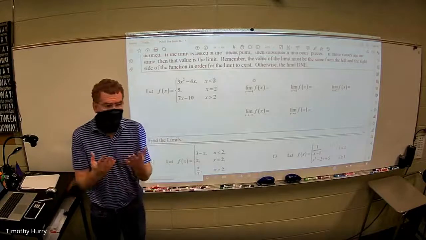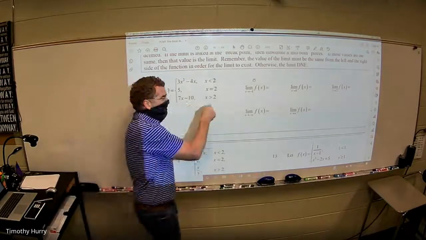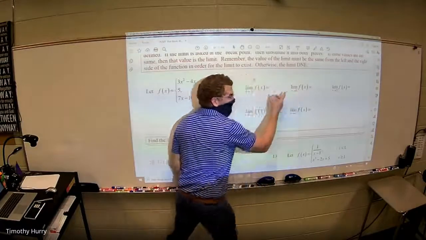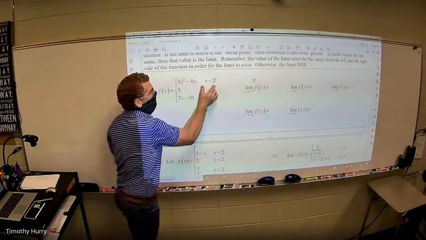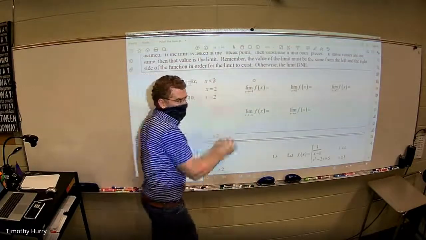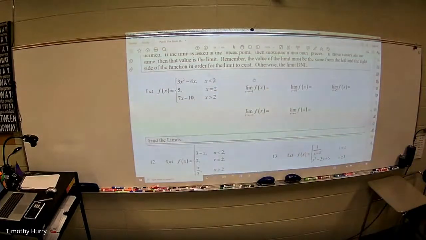sense? So anytime I ask you for a limit, as x approaches a value, if that value is in the interior of one of these regions, I don't have to worry about much except plugging it in.